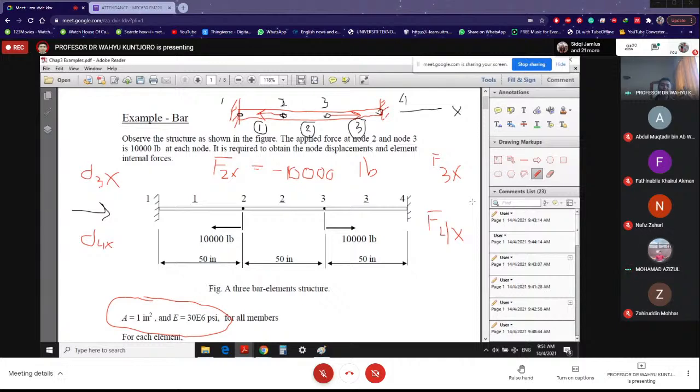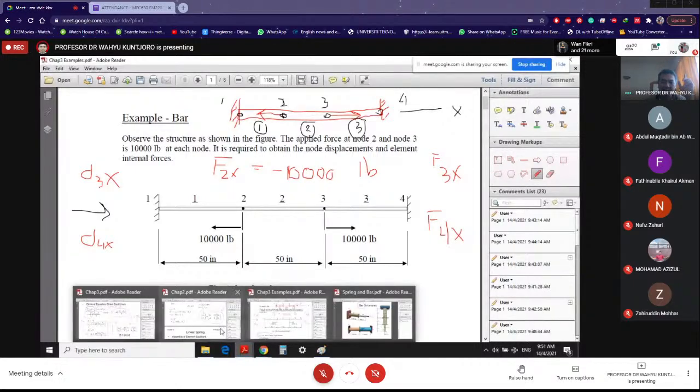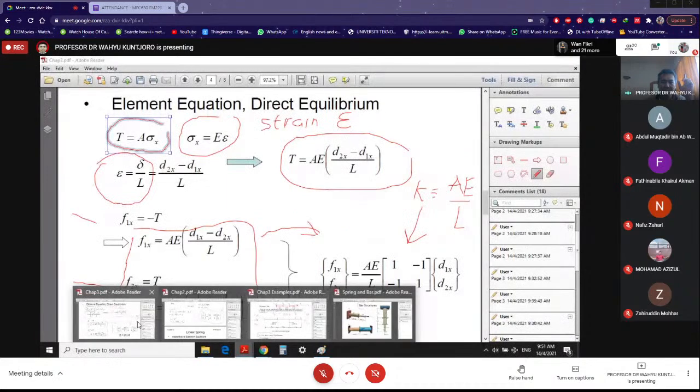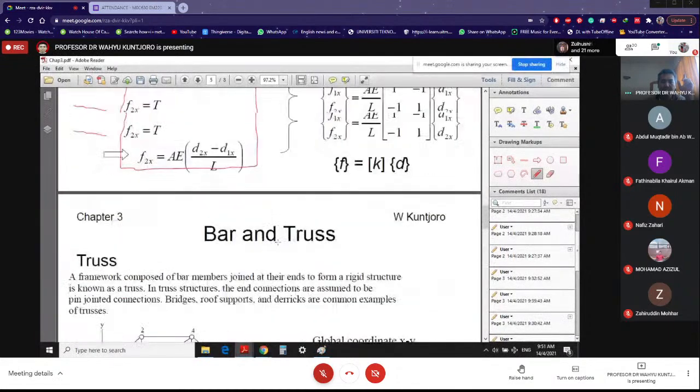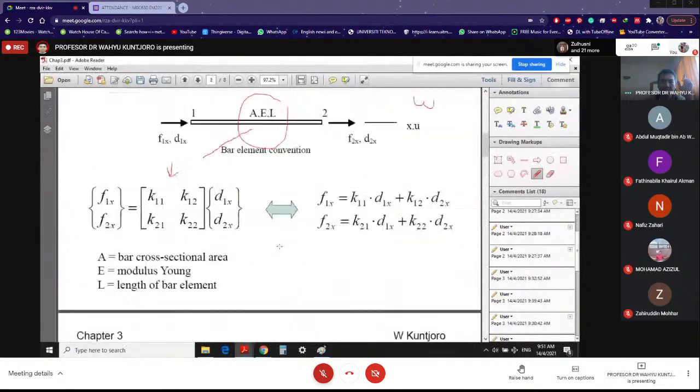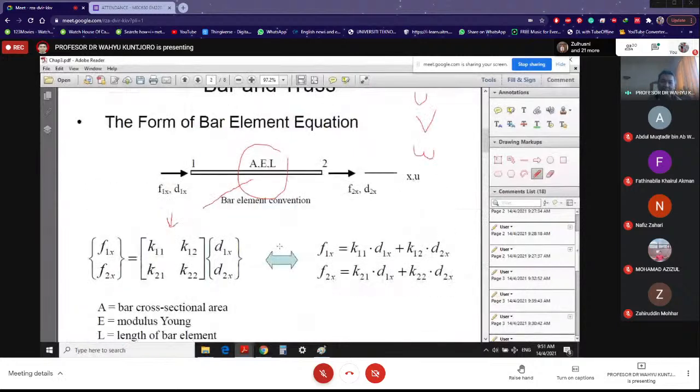Four by 4. That is the correct answer. Element, now let me explain this to you. The bar element consists of two nodes. Every node has a single degree of freedom in the x direction only. That means this bar element consists of two nodes, so you get 2 by 2 here.